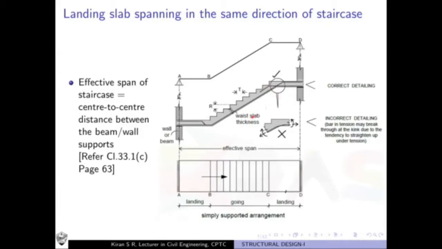So here, as we already said, we just assume that this is a one-way slab. Okay, and this is the span. And what is that span? By span we mean effective span. And how do we measure effective span in this case?